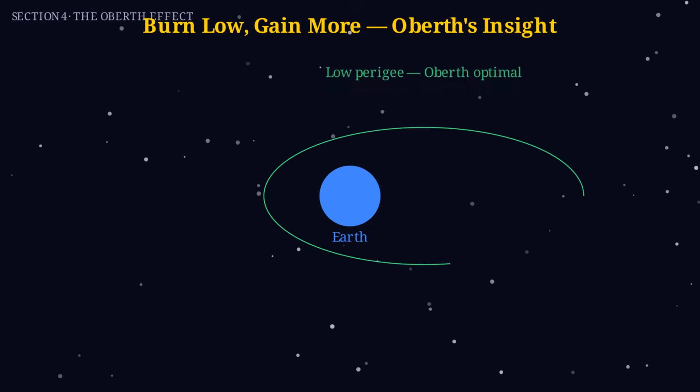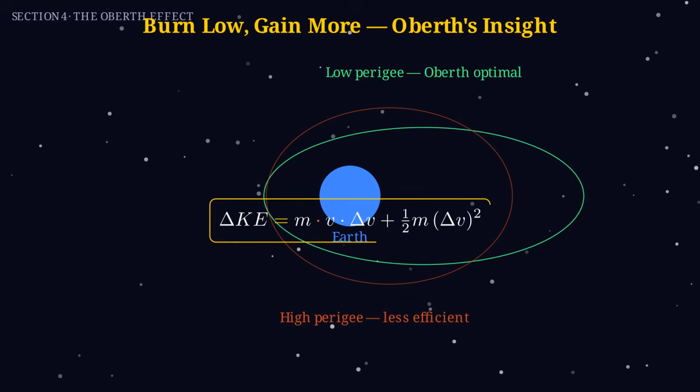The Oberth effect is perhaps the most counterintuitive insight in rocketry. It states that a rocket burn at high velocity produces far more useful energy than the same burn at low velocity. The proof comes directly from the work energy theorem. When a burn adds delta v to a spacecraft already moving at V, the kinetic energy gain is m times v times delta V, plus a small second-order term. The dominant term scales linearly with V. Double the speed at the burn point and you double the energy gain, for exactly the same propellant cost.